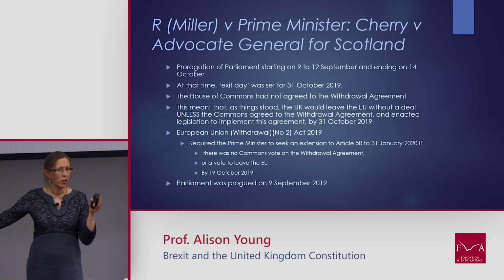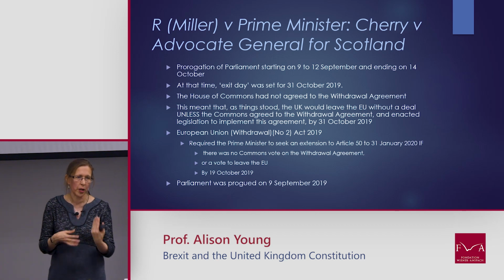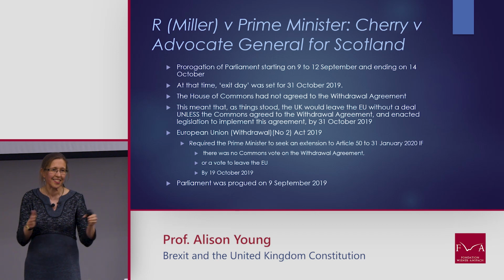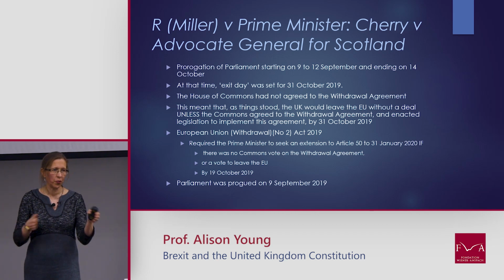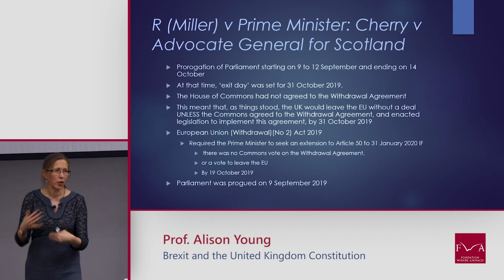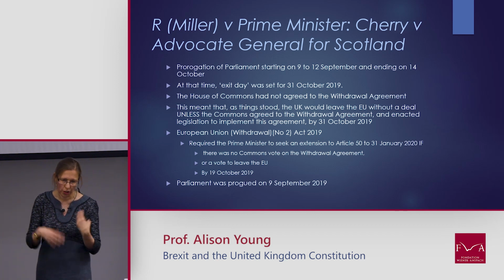Now that's quite a long period for Parliament to decide it's just not going to meet. Not only is it a long period, but it's a crucial period, because at the time, exit day was the 31st of October. So for a period of 5 weeks, in the 8 weeks to exit day, Parliament was not going to be sitting. That was the advice. That was what prorogation would achieve.